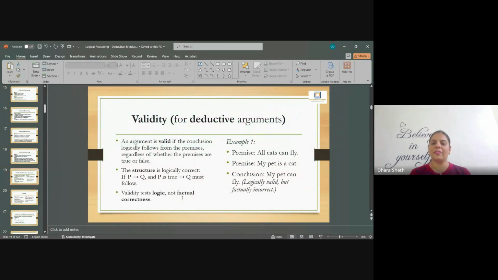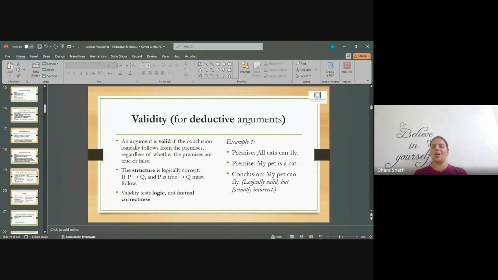An argument is valid if the conclusion logically follows from the premises. So far, for all the examples we have seen, there was nothing which looked crazy. It was logically following, regardless of whether the premise is true or false. If I say that monkeys are white in color, this is a monkey, so my conclusion has to be this is white in color. Whether monkeys are actually white in color or not is not related to validity. Validity is concerned with whether the arguments are logically following or not.